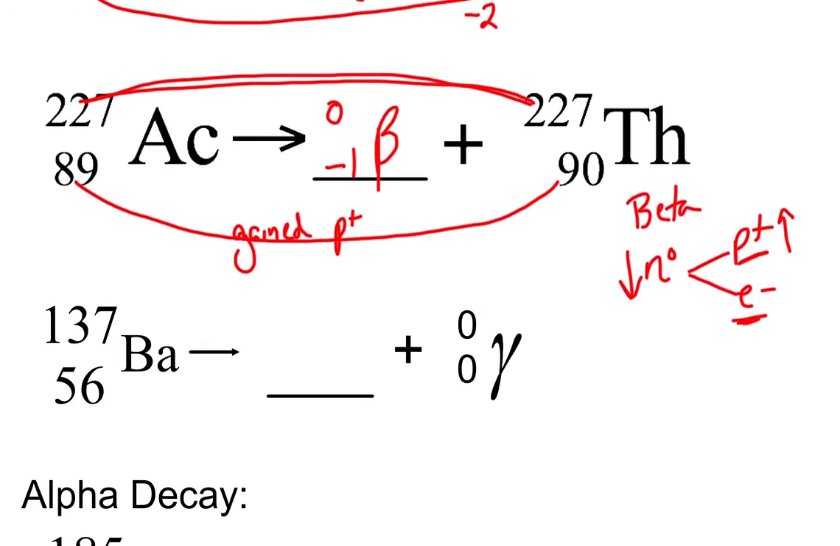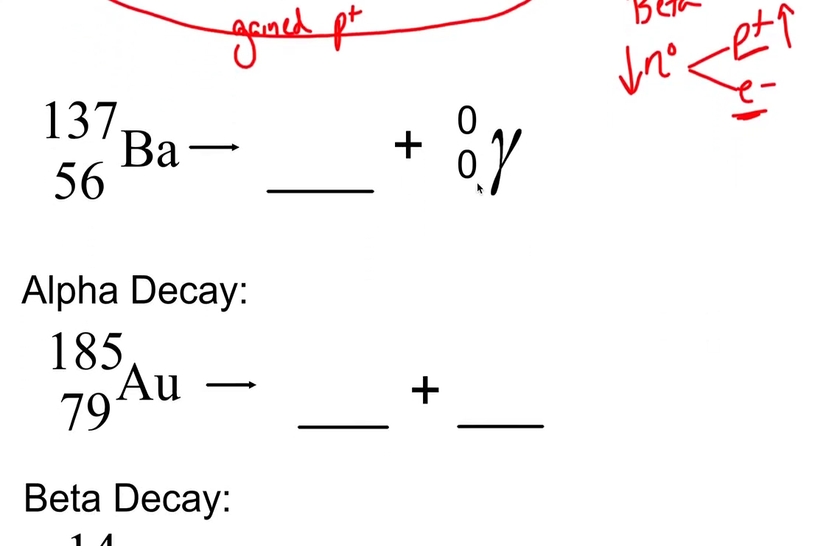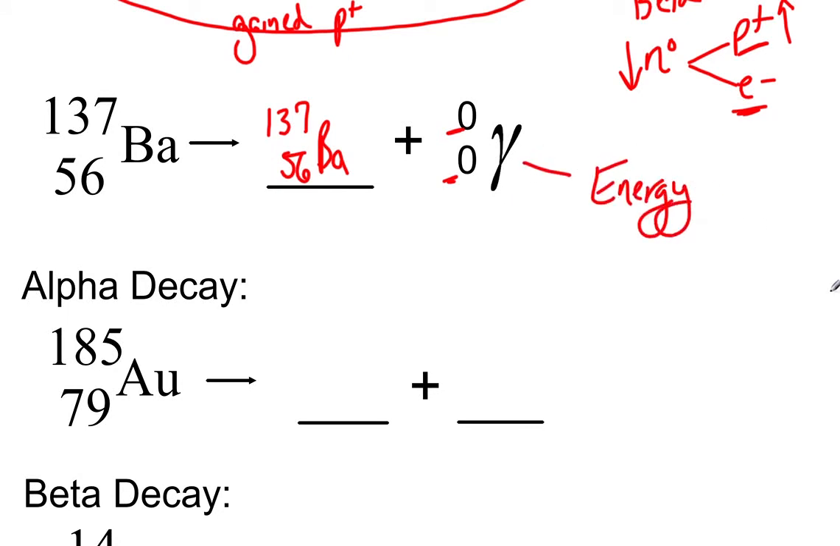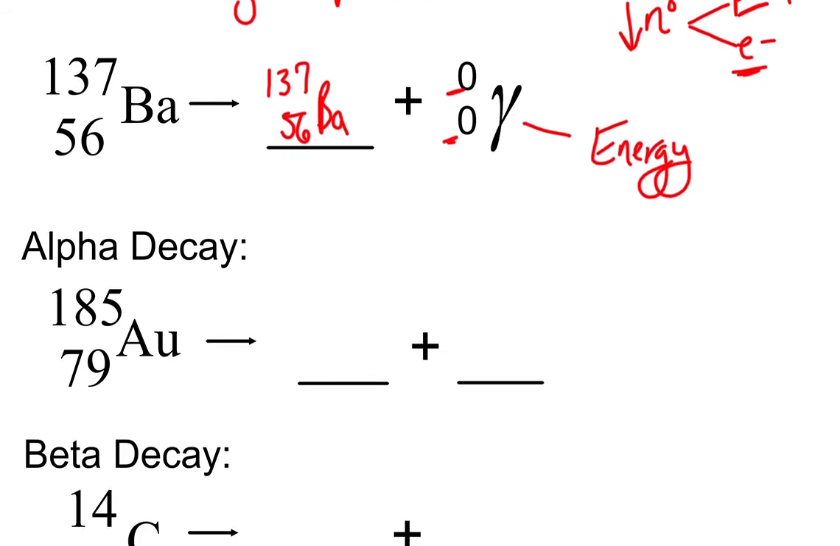Now let's look at the next one. The next one, I see the symbol for gamma. And I know gammas are easy because nothing changes, 0, 0. So I just rewrite it, 137, 56, Ba, nothing changes at all, but I do know that lots of energy comes out. And that energy could be dangerous, especially to human cells.